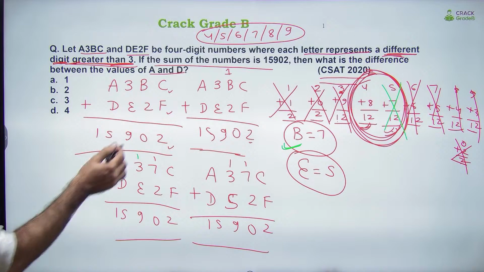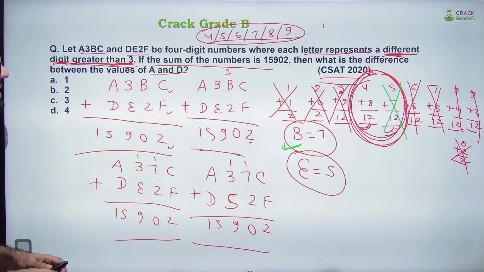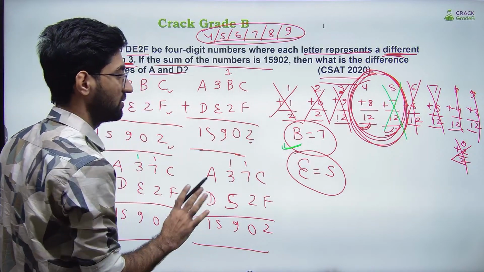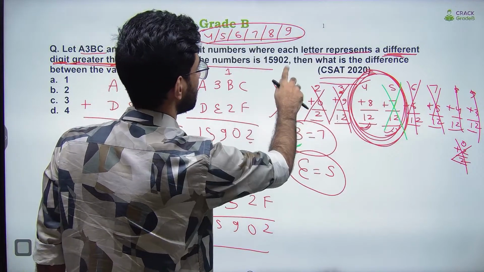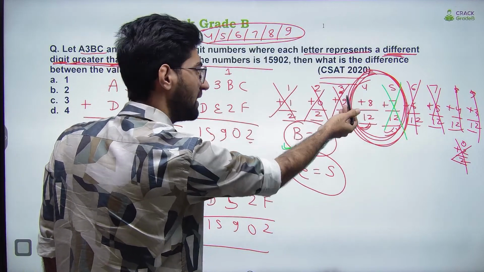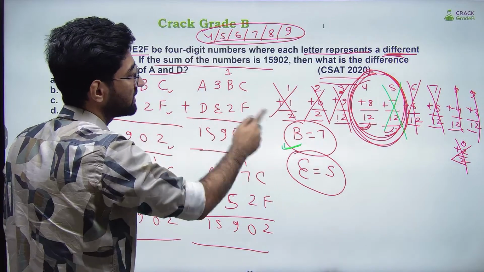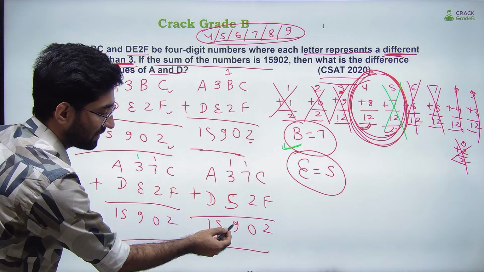Now look at the possible values. See, B represents 7, right? E represents 5. Okay. And C and F represent 4 and 8. C can be 4, F also can be 4. If C is 4, F is 8. If F is 4, C is 8. Now look at further. 1 plus 3 plus 5 is equal to 9.